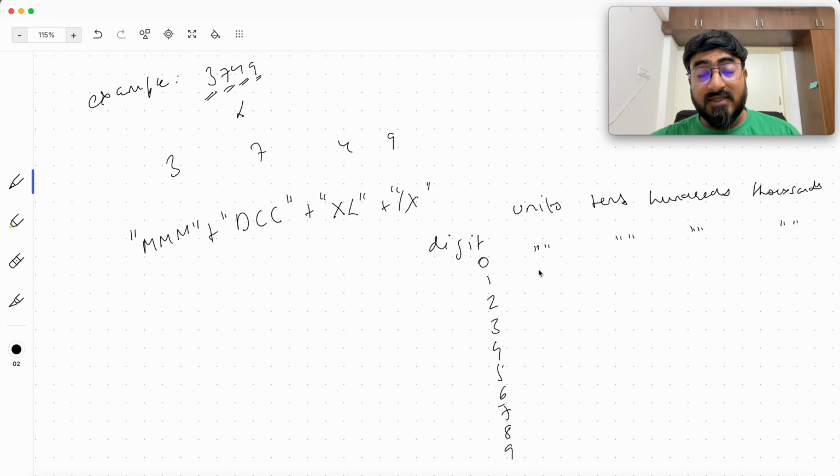For 1 in the units digit we have simply I. For tens we have X, which is equal to 10. For hundreds we have C, which is equal to century. For thousands we have M.